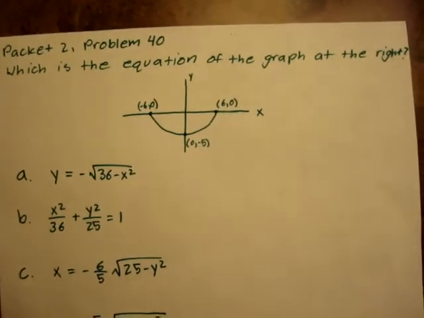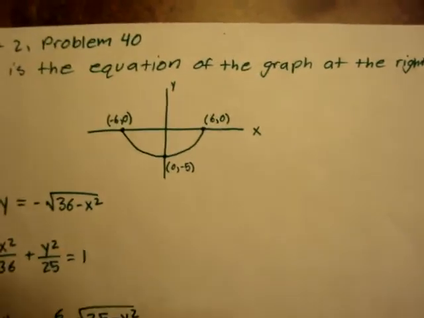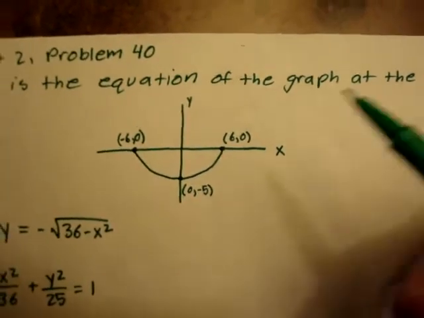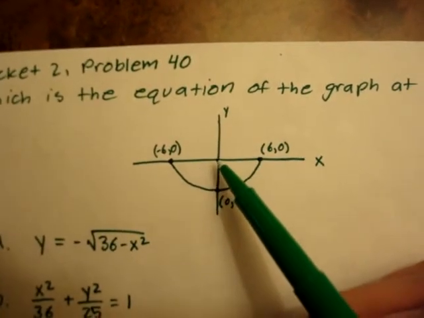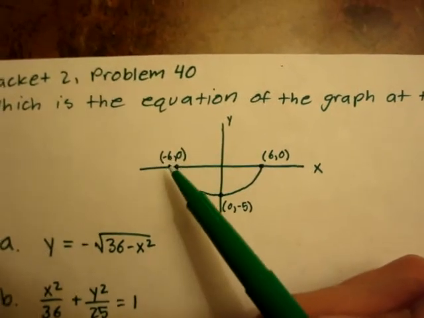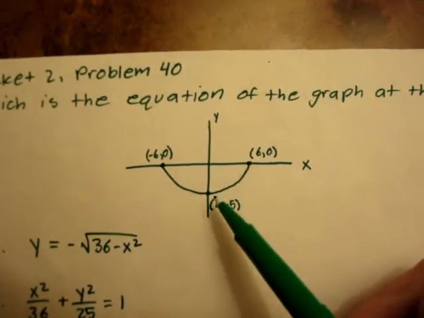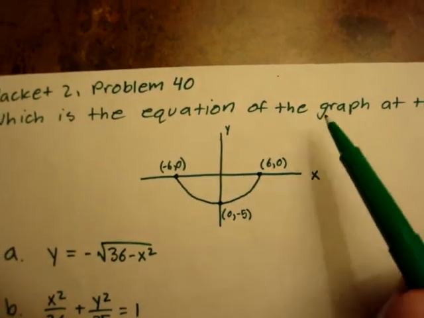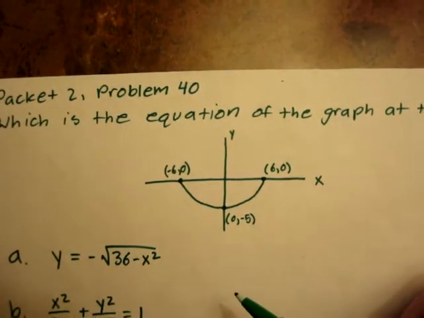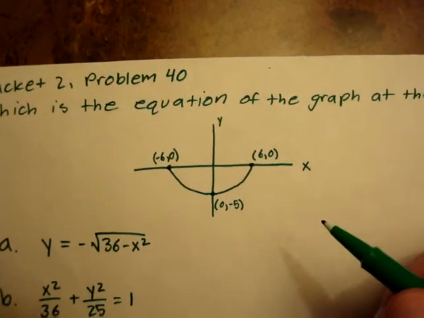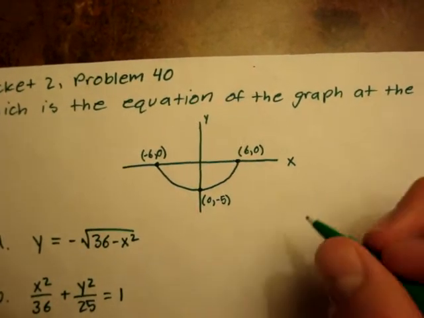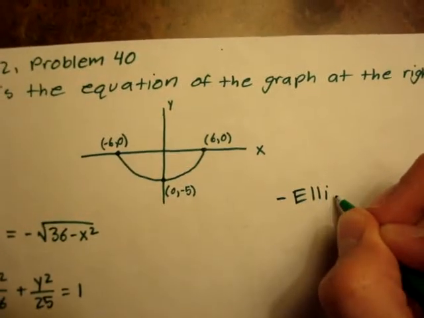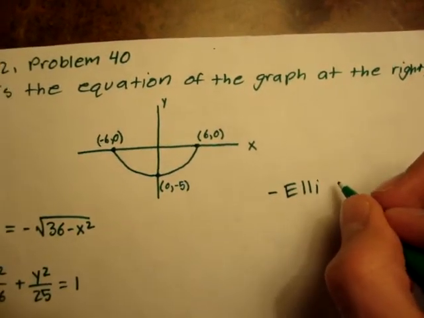So first thing to do is analyze the graph. What are we looking for here? So the graph, since it has a radius of 6 going this way, 6 going this way, and 5 going down, and there are no obvious asymptotes that would point to a hyperbola, we know that this is a partial ellipse. So we're going to write that down. We're looking for an equation that represents an ellipse.